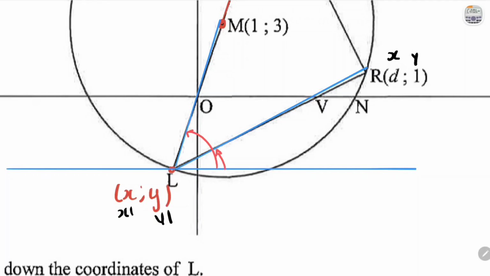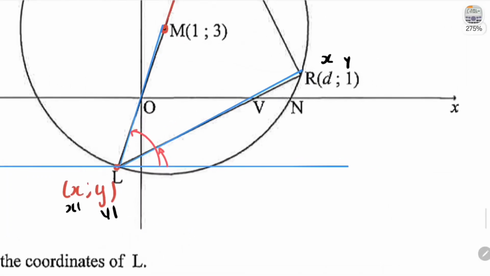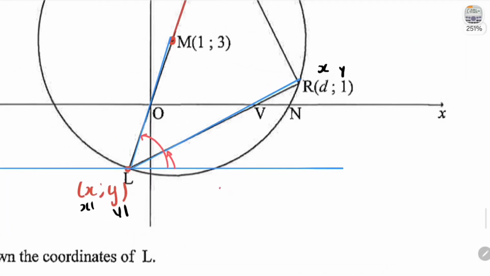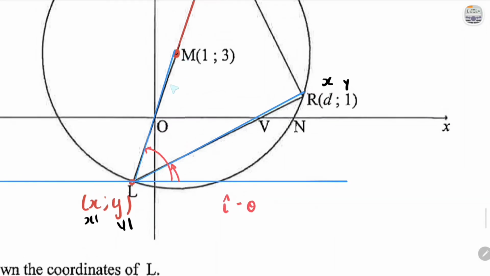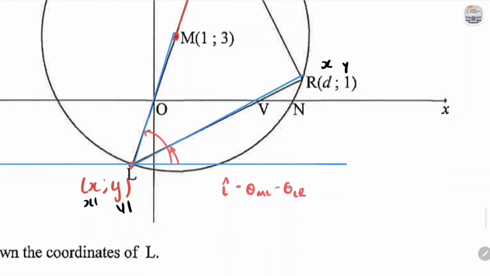And that's what we want. So we're going to use the angle of inclination. To find angle L, we'll say the angle of inclination of this line ML, that bigger angle, minus the angle of inclination of the line LR, and that would give us angle L. Okay, so let's go ahead and do that.